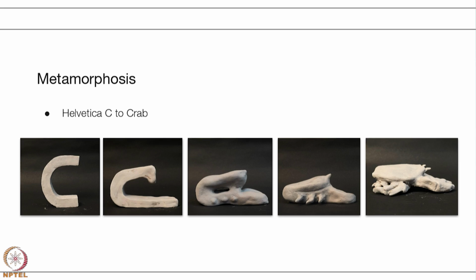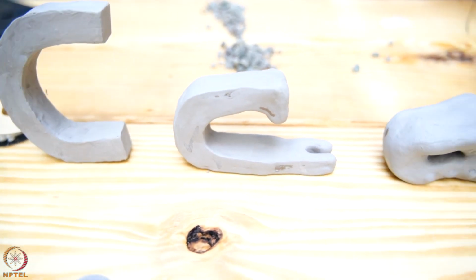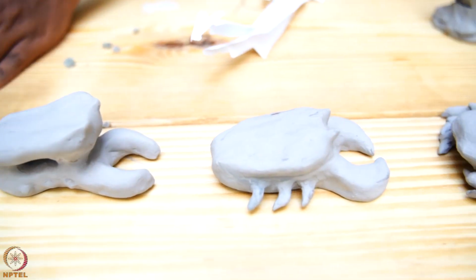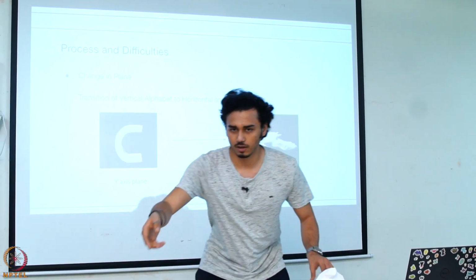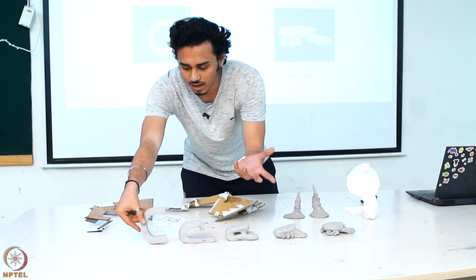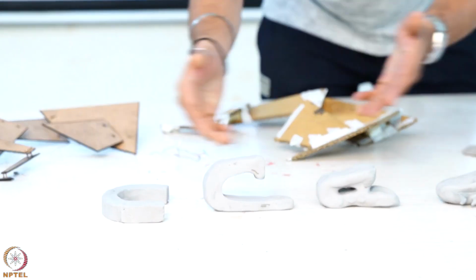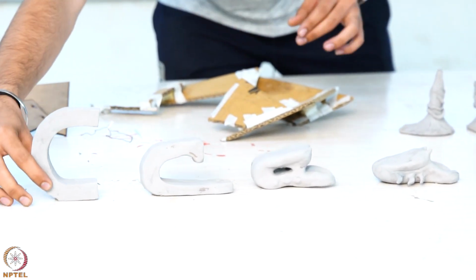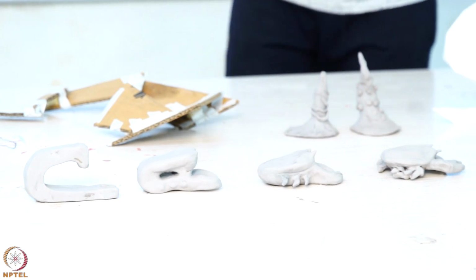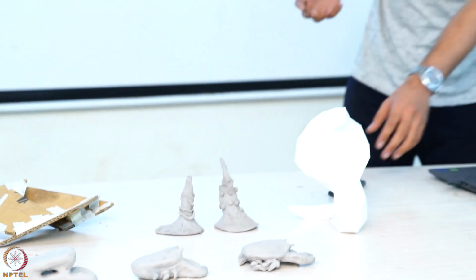So first one is metamorphosis. Here, the task was quite difficult for me because I took letter C and I had to convert it to a crab. The first thing which came to my mind was, how should I take a y-axis plane or an x-axis plane for my animal? Like you can see over here, the task was to take either this, or to keep it in a y-axis plane. So I chose a difficult one, which actually was difficult.